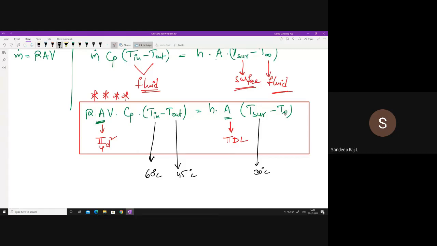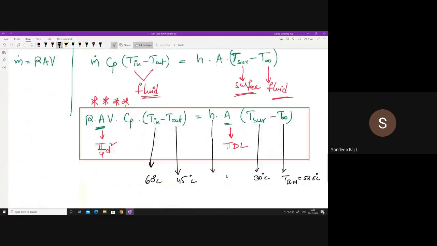How about T infinity here? Tell me, what is the T infinity value? It is the bulk temperature. Very good. It is the bulk mean temperature, TBM, which is equal to 52.5 degrees centigrade. Here you are taking the temperature of the fluid, that is, the average temperature of the fluid. So that's the thing on this side. H is also known to you. H we have just found out. What is the value? 51.98.